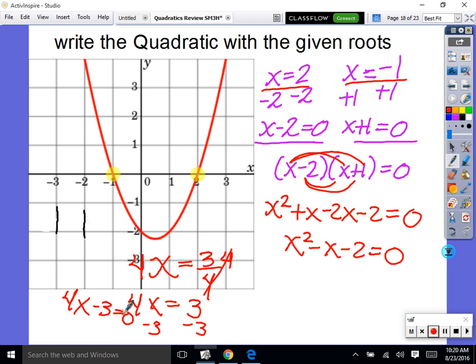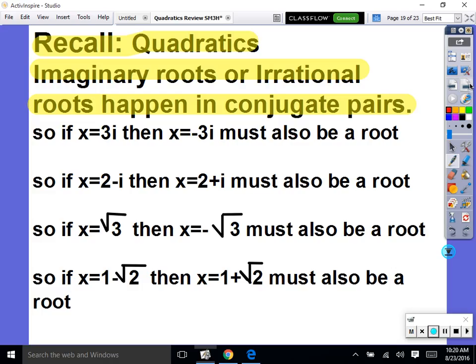All right, so I want to remind you of something. Quadratics have two solutions. You can never just have one imaginary solution, one real solution. It doesn't work that way. Imaginary solutions come in conjugate pairs. So if x is equal to 3i is a solution, then x is equal to negative 3i is also a solution. Remember, conjugate just means change of sign in between. So if x is equal to 2 minus i is a solution, then x is equal to 2 plus i, the conjugate, is also a solution, for sure.